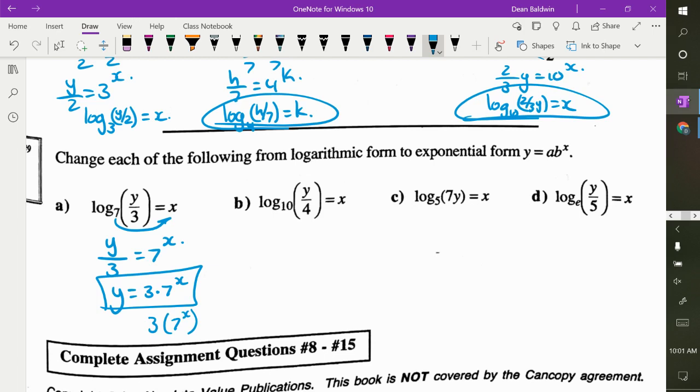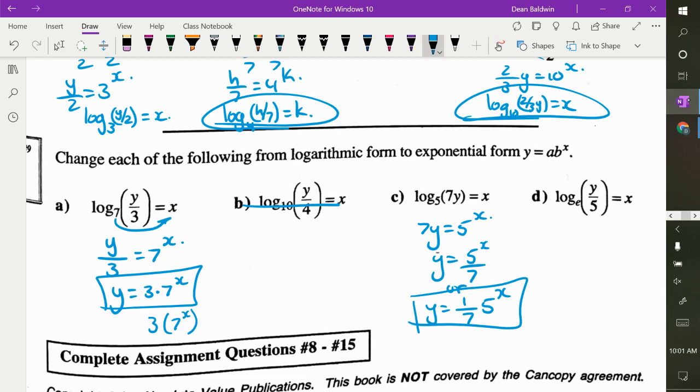Let's do C. What do I do? Move over the 5. So I get 7y is equal to 5 to the power of x. And then divide by 7. So you can either write it like this, or you can write it either way. Doesn't matter.